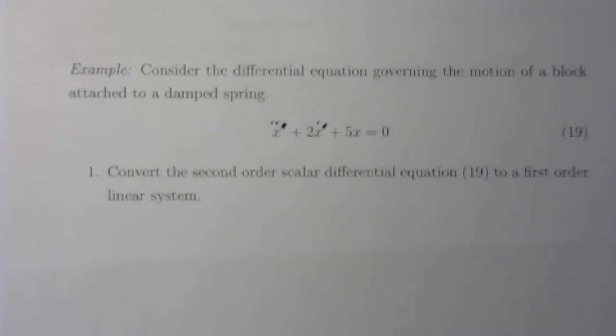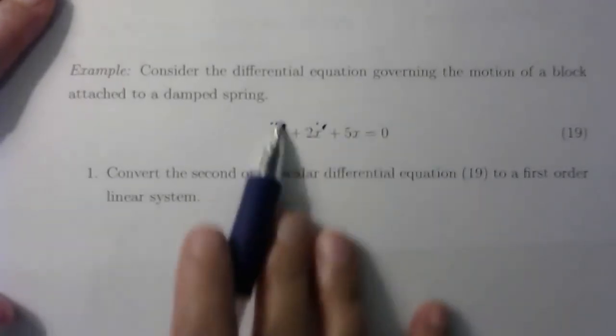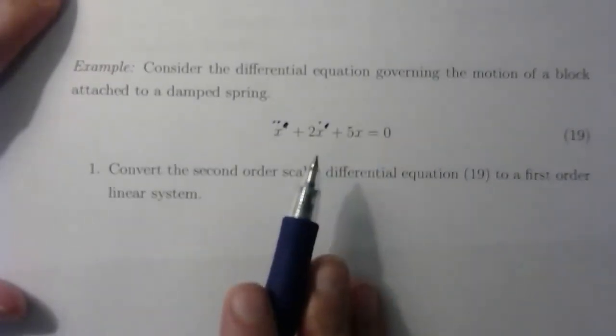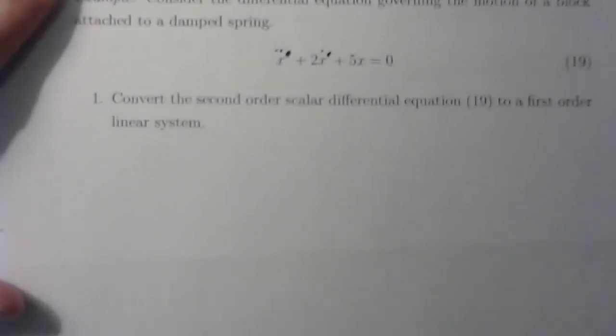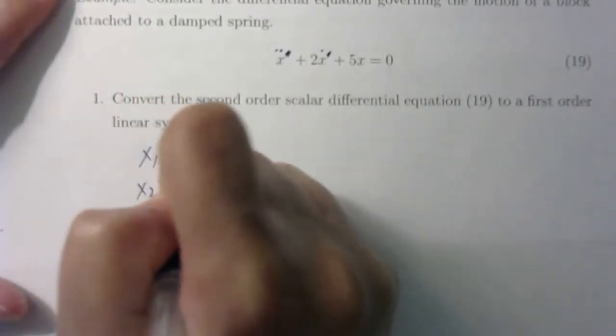Let's understand what solutions of this look like. Let's solve it, but then also talk about the physics, because of course this is a mathematical model. So first we have to convert the second order equation into a first order system, a system of two first order equations. So I'm going to say x1 is equal to x, x2 is equal to x dot.